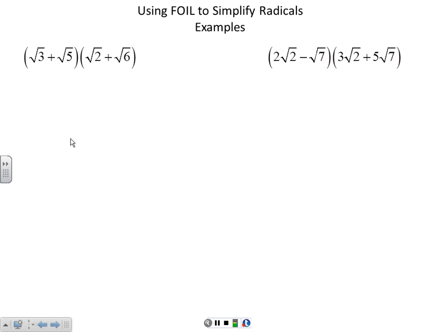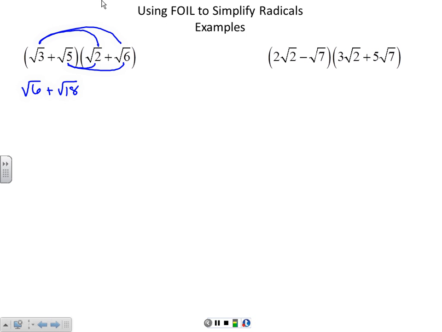Okay, so what if we have a binomial, 2 terms, times another binomial, 2 terms? Well, to remember to multiply a binomial times a binomial, you're going to do the full method. Basically, it's the distributive property. So we're going to take the square root of 3 and we're going to multiply it here and here. So the square root of 3 times the square root of 2 is going to be the square root of 6. And the square root of 3 times the square root of 6 is going to be plus the square root of 18. Then we're going to take this square root of 5 and multiply it here and here.